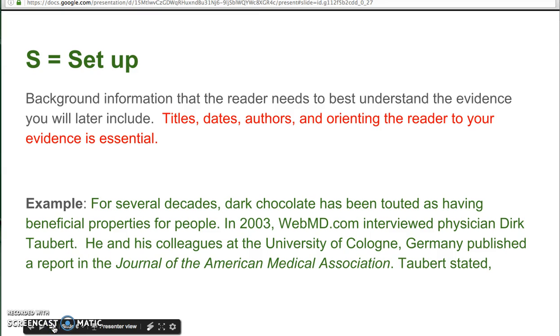Now, I'm going to need to convince you with some evidence, right? But before I put that evidence, I'm going to need you to understand where that evidence is coming from. And that's what we like to call the setup or the support. That's going to be the background information that you, the reader, are going to need to best understand the evidence that the writer is going to include. So things like titles, dates, authors, that's going to help orient your reader to what is essential. So let's take a look at an example of a setup before, remember, I end up putting that evidence in.